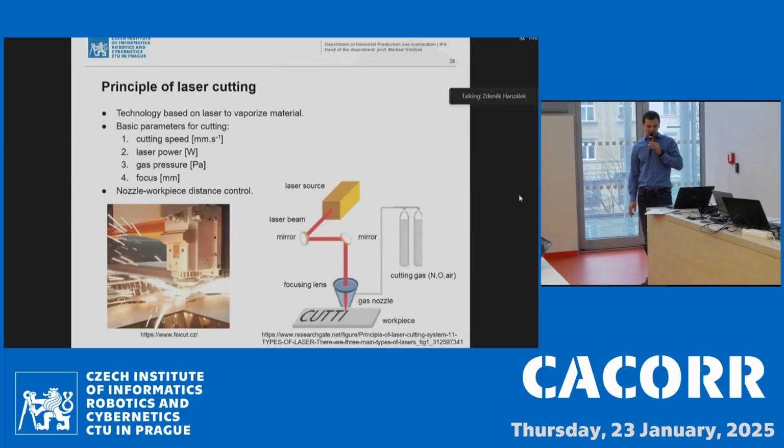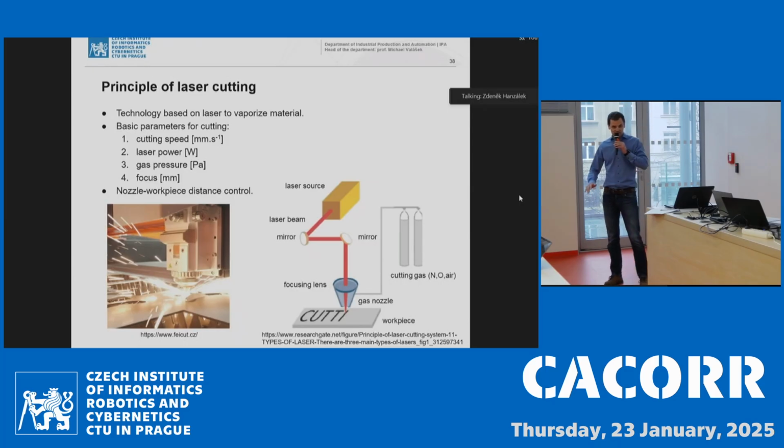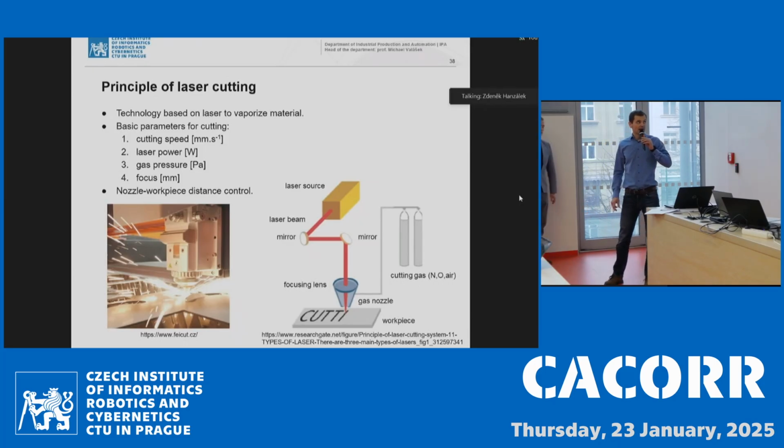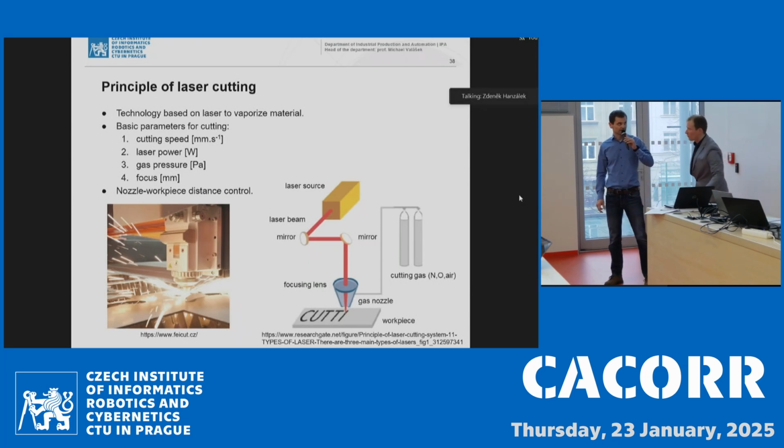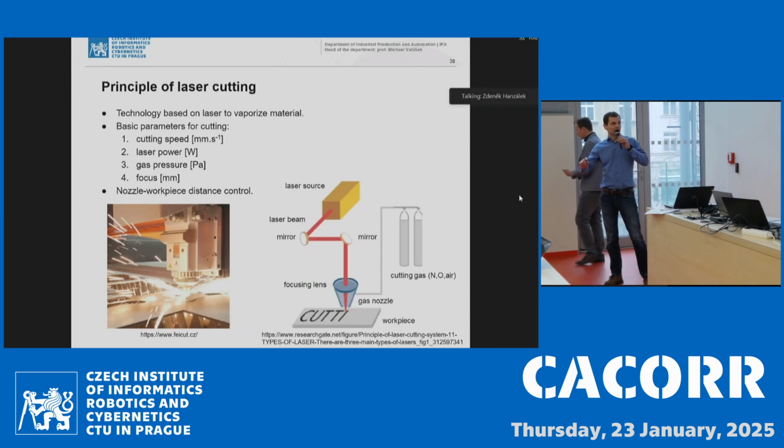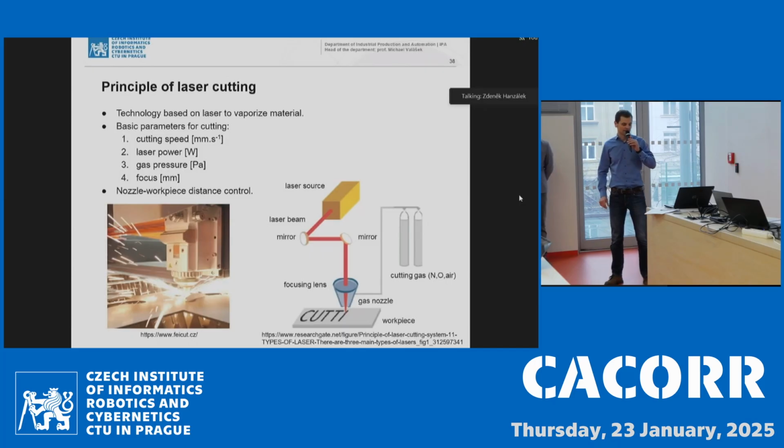Laser cutting is an industrial technology based on a laser to vaporize material. The principle is quite simple. You need just a laser source, an optic path, cutting gas, and a cutting head, which is maintained at a constant distance over the cut workpiece. On the left-hand figure, you can see a sample of laser cutting, and you need to ensure that the nozzle is at a constant distance over the cut workpiece.